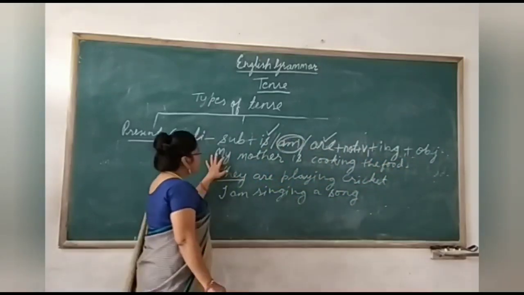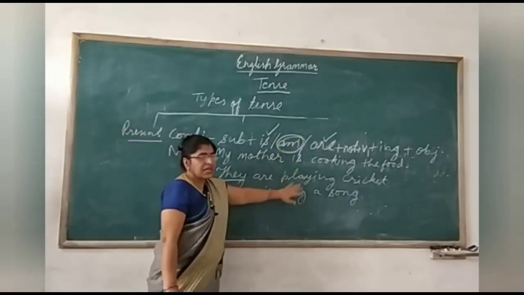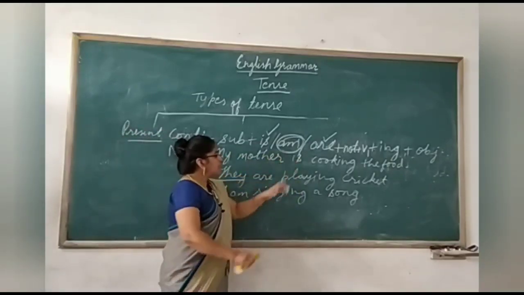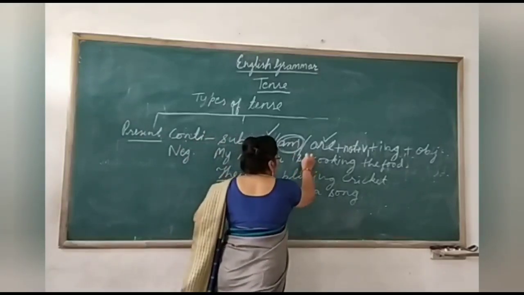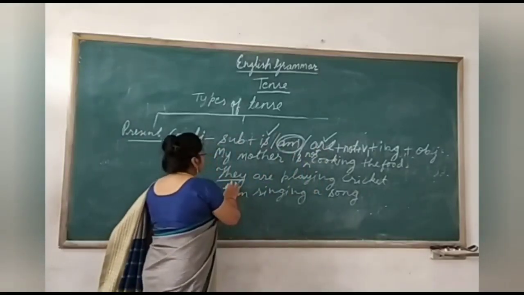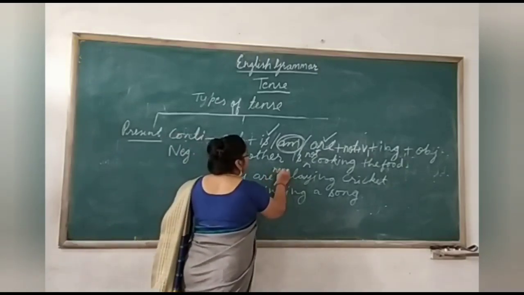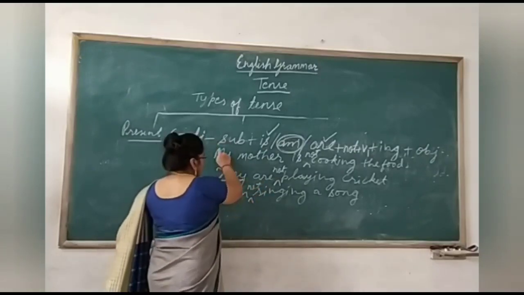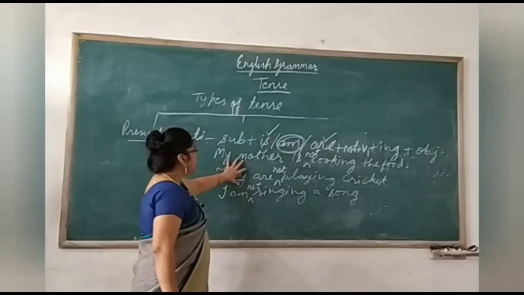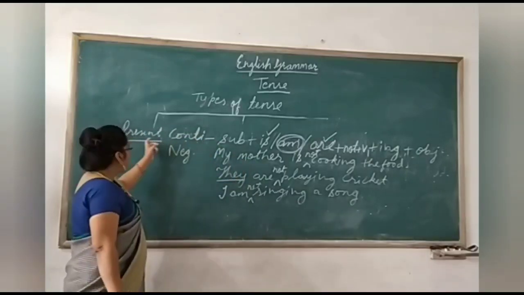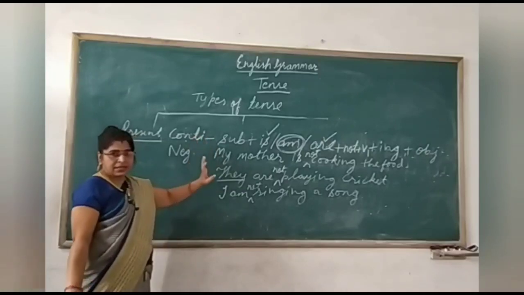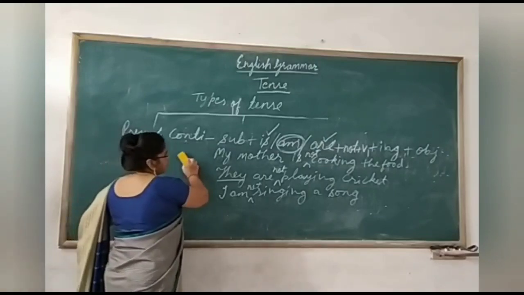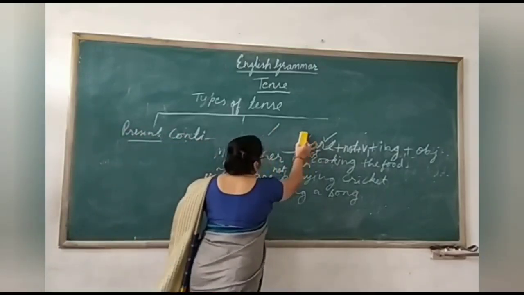And now in this sentence, if we want to convert the same sentence into negative, what you will do? Simple. My mother is, after is, what you will write? Not. And in this sentence, they are, what you will add? Not. And in this, I am, what you will add? Not. Now, these three sentences are converted into negative sentence of present continuous tense. Clear?